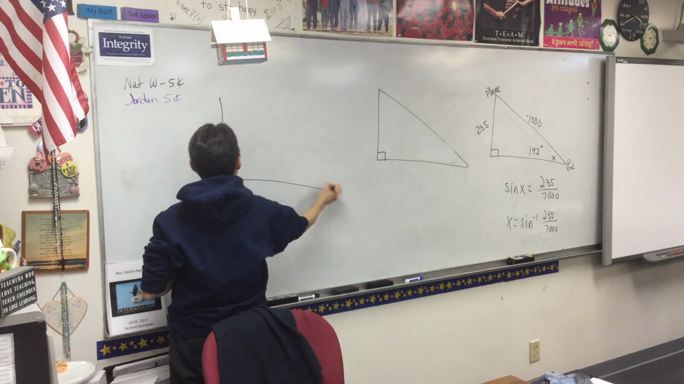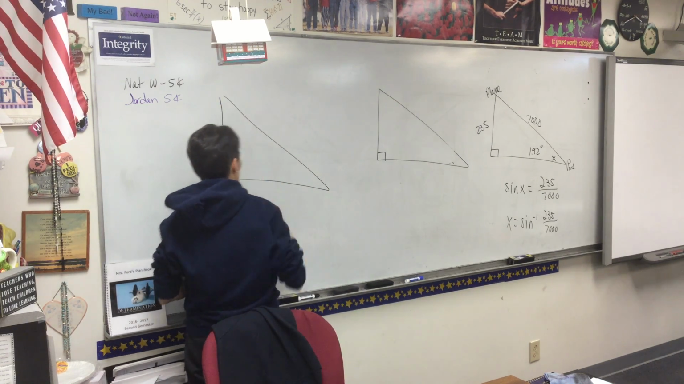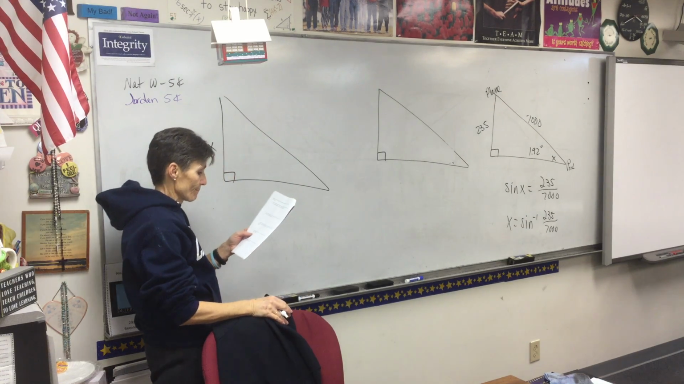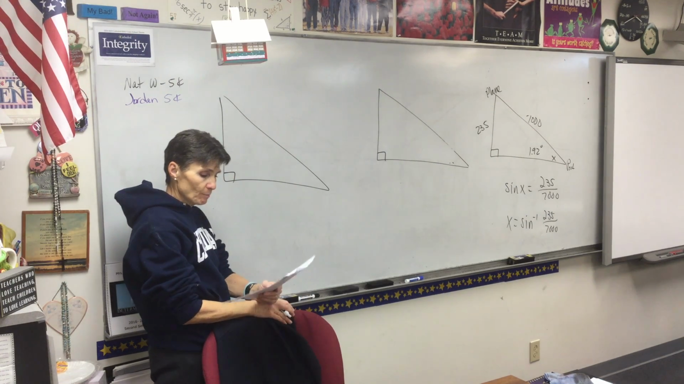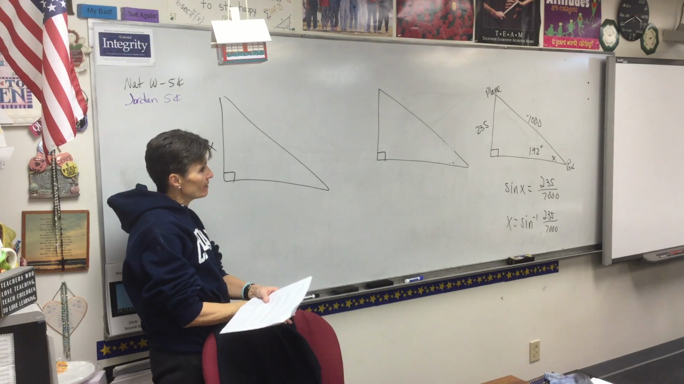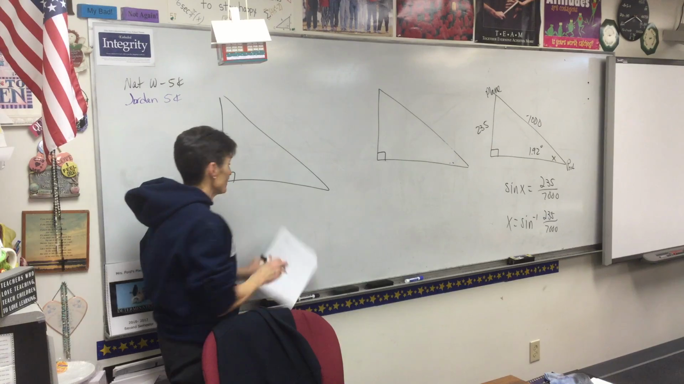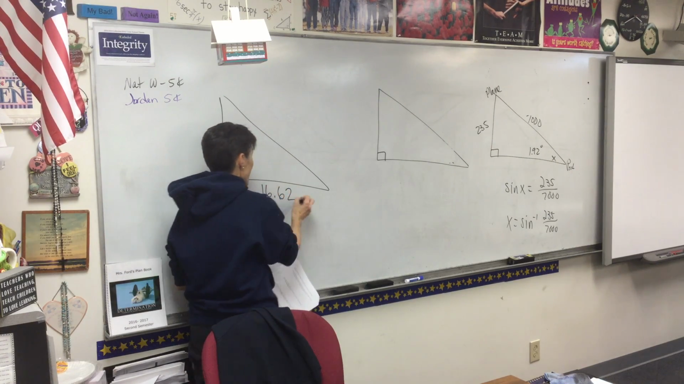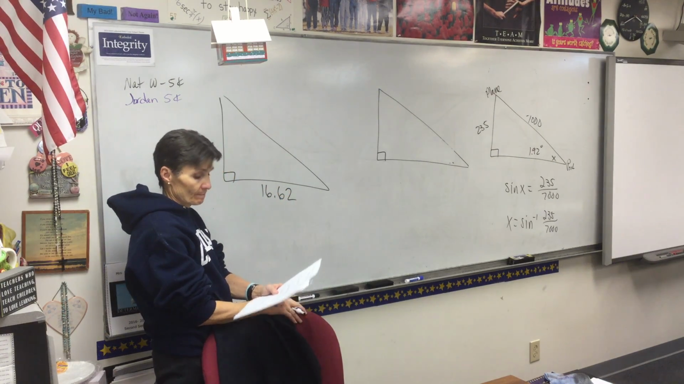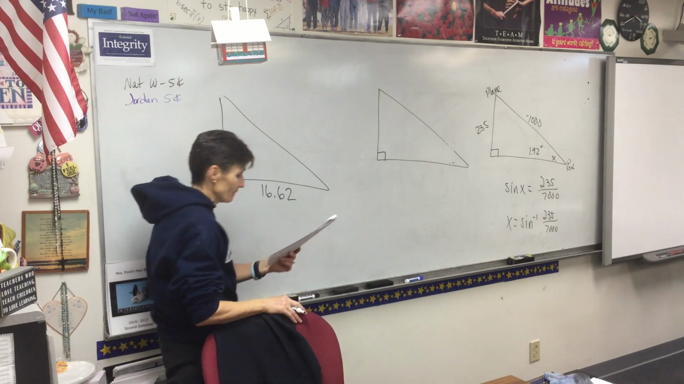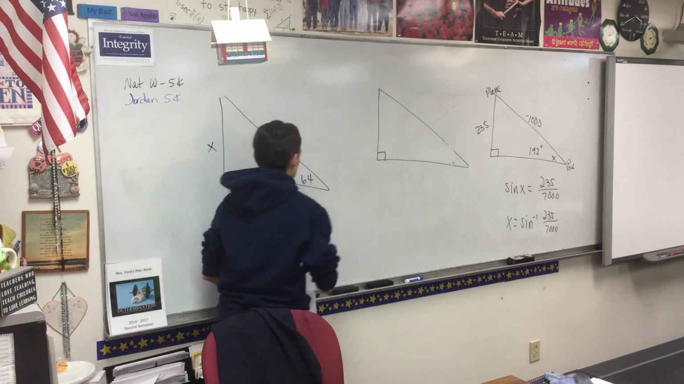Find the height of a flagpole. It makes a shadow 16.62 feet long, right there. Where's the 16.62? On the ground, right here. That's where shadows are. They're on the ground. And the angle of elevation is 64.